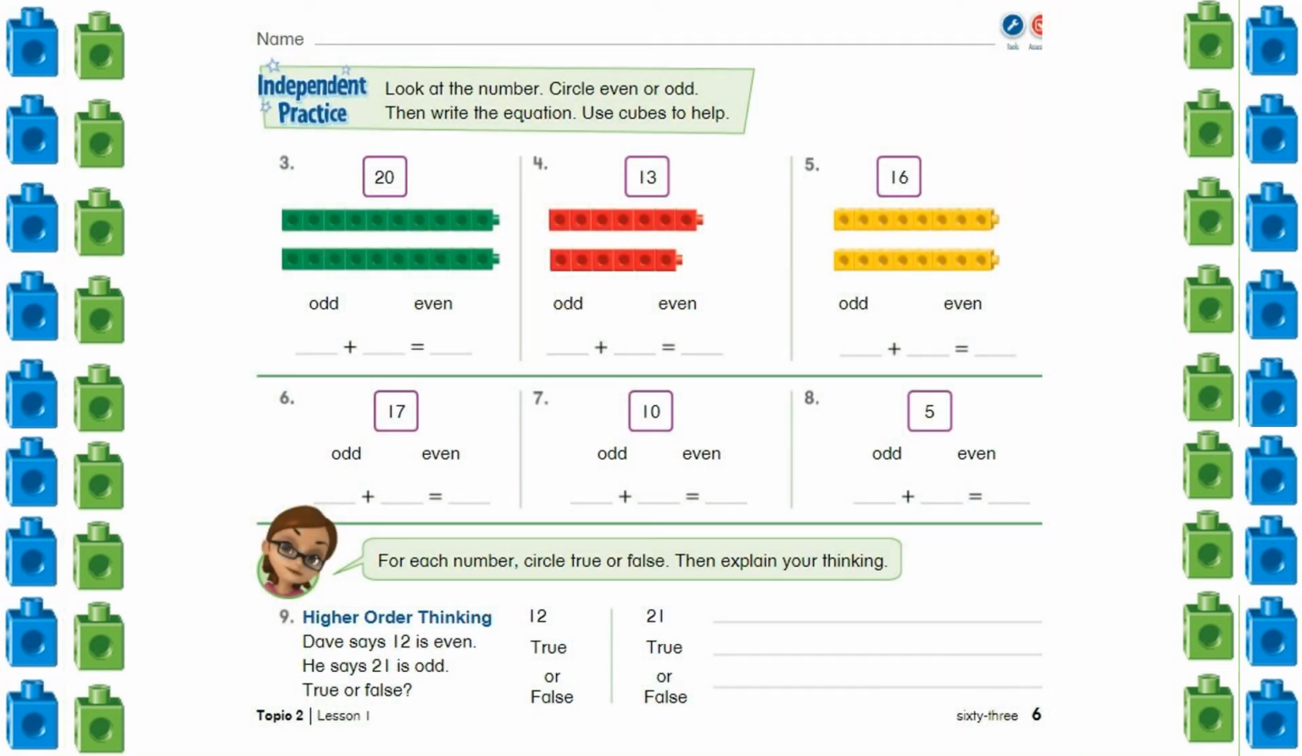Okay, so here's the next page, independent practice. Numbers 3 through 8 are exactly what we just did. Number 9 says higher order thinking. Oh no. Dave says 12 is even. He says 21 is odd. True or false? The directions say for each number circle true or false, then explain your thinking. So explain why 12 is even or why it isn't, and do the same thing for 21. And then let's move on.